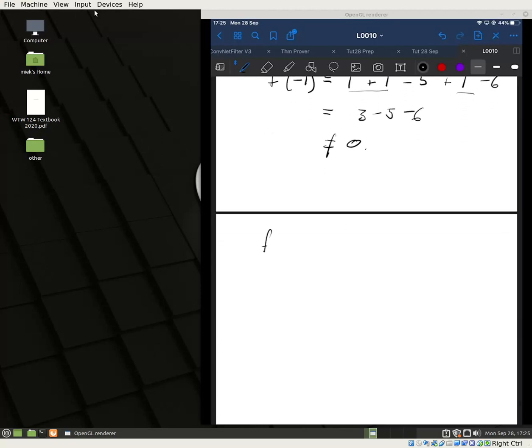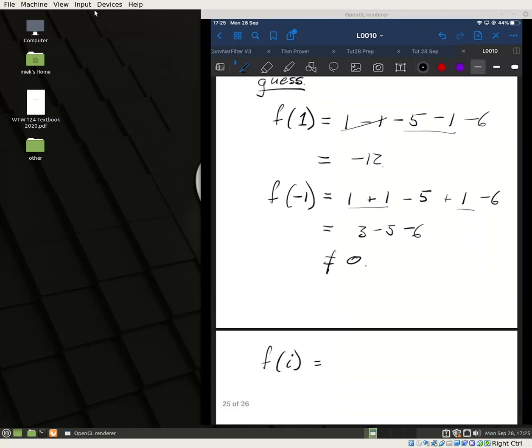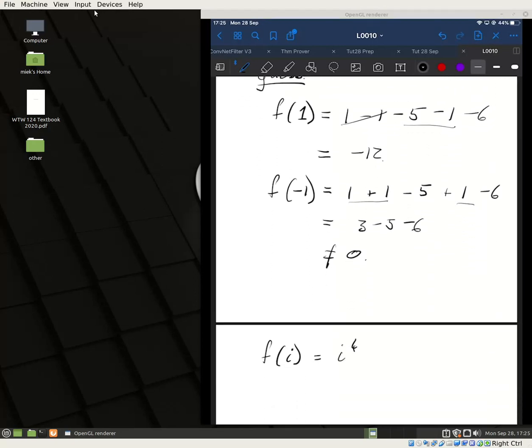Okay, let's guess another one. Let's guess i. Let's see what we get. What is our polynomial? i to the 4 minus i to the 3 minus 5i squared minus i minus 6. Let's see what we get.